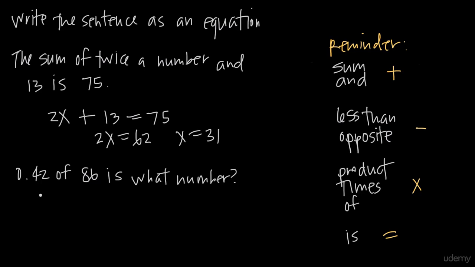What about this one? 0.42 of 86 is what number? Well, remember that of means times or multiplication, so we have 0.42 of 86 is what number? Well, what number? We don't know what that is yet, so we'll go ahead and use x. Now we just say 0.42 times 86, that's 36.12. If we do the multiplication, is equal to x. So x is equal to 36.12 if we're looking for the number that's 0.42 of 86.